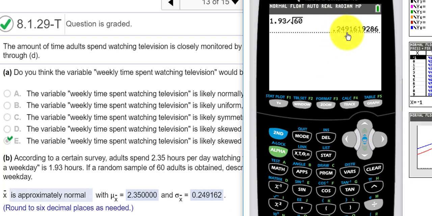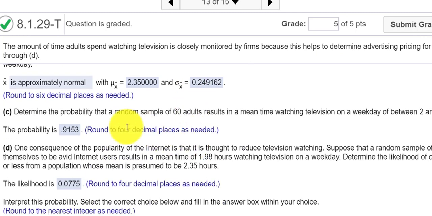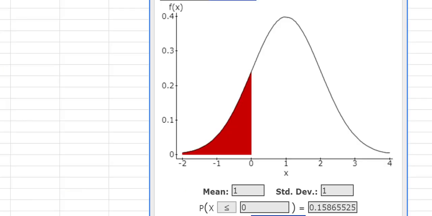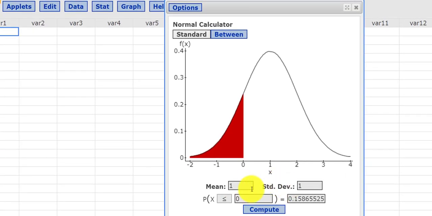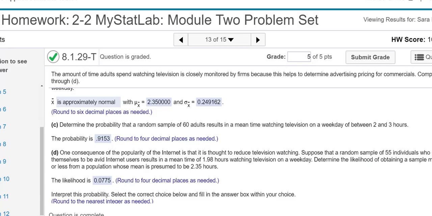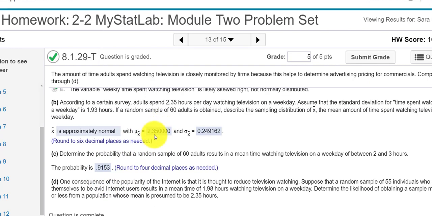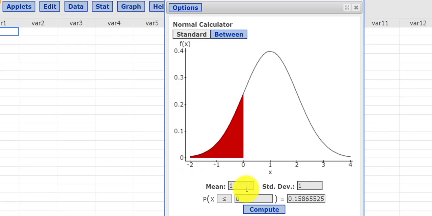So now I'm going to let StatCrunch handle much of the heavy lifting, right? So again, I'm going to enter the 0.2496162 here. It does say go 6 decimal places, so I'd have to enter all of those values. And when I get to part C, when I open up my StatCrunch, I can enter my values here. So again, I have to review. The mean was, looks like it was 2.35. So I will enter 2.35 in for my mean.